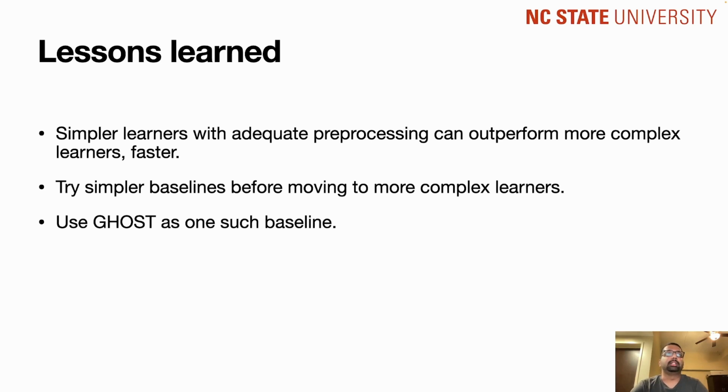What lessons can we learn from this? Simpler learners with adequate pre-processing, such as fuzzy sampling and SMOTE, can outperform more complex learners and do it faster. You may be able to do this on commodity hardware instead of requiring high-end GPUs for the computation. We want to try simpler baselines before moving to more complex learners, so that you reduce the amount of computation you need to perform. And my personal favorite lesson learned is to use GHOST as one such baseline.